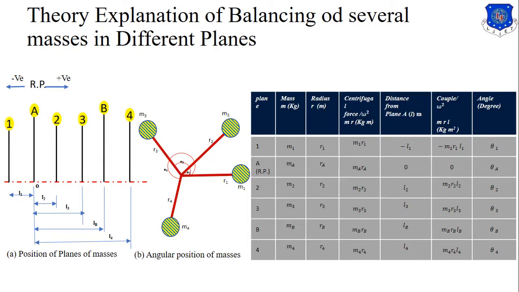This is known as the planes position diagram. This is known as the space diagram. If you draw it, it will be very clear in your mind how to solve the data. So this is the space diagram as well as the angular position diagram, and then you have to make this in table form.